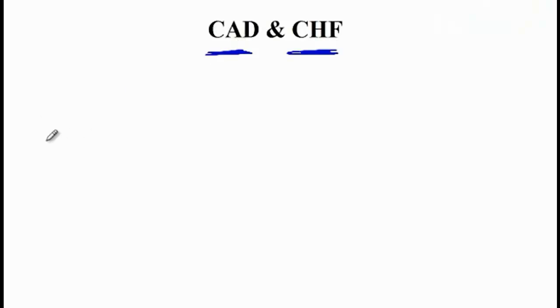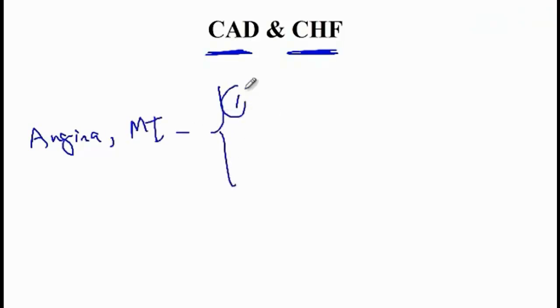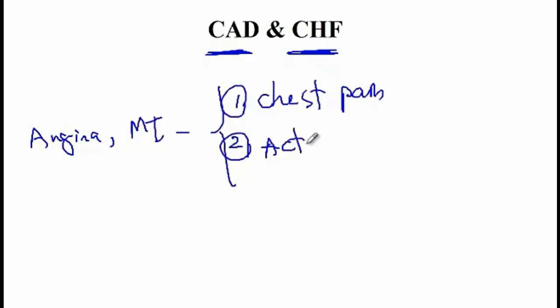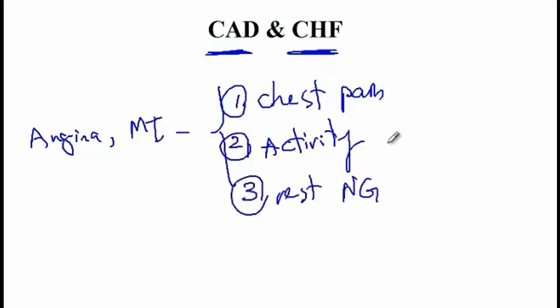So examples of coronary artery disease include angina, as well as the myocardial infarction, and these patients generally present with the triad of a substernal chest pain that is worsened with activity but is improved with rest and nitroglycerin. And other associated symptoms may include shortness of breath, nausea, or vomiting.